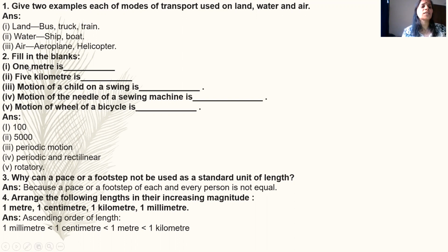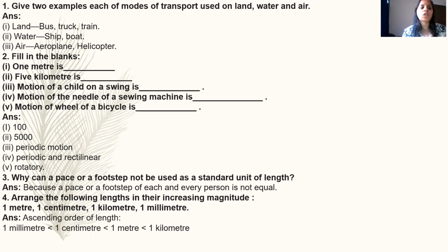The another question is fill in the blanks. What is the question given? How many centimeters are there in 1 kilometer? So the answer is 100 centimeter. 5 kilometer is equal to how many meters? The answer is 5,000 meters.